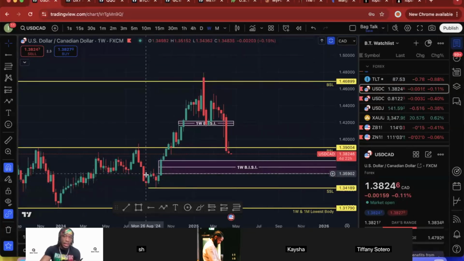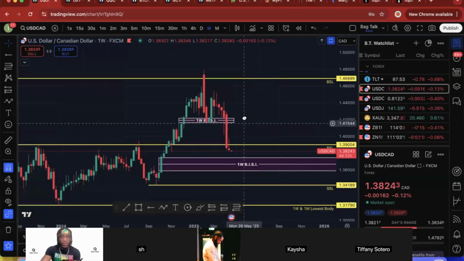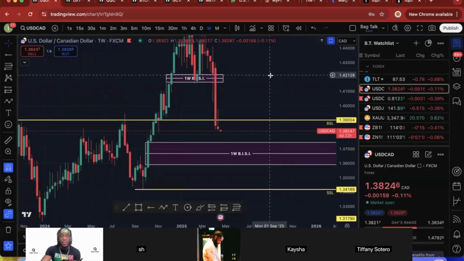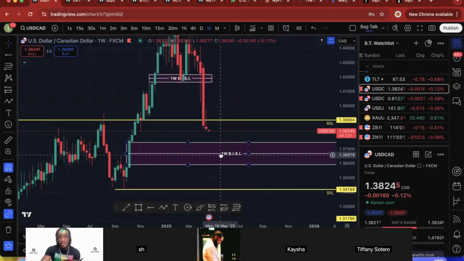We called this whole rally, we called the sweep, we called that once price loses this area it's going to get bearish. What happened when we lost this purple area? You see how it's looking. And so now I'm aiming for this purple area as the next destination. So I would stay bearish on USD CAD into this purple area.